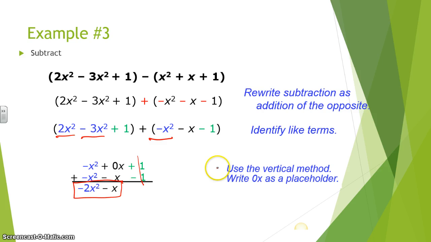And notice how the note said use the vertical method, write 0x as a placeholder for not having an x here in this first group of values.